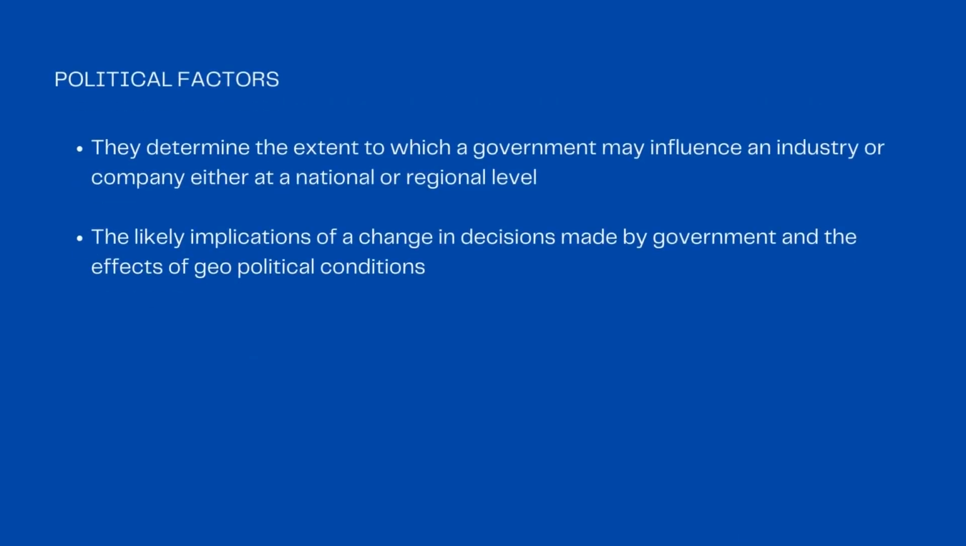And then we have the political factors. They determine the extent to which a government may influence an industry or company, either at a national or regional level. The likely implications of a change in decisions made by government and the effect of geopolitical conditions. Let's take, for instance, some markets in which businesses sell products are affected by civil unrest or war, meaning that they need to monitor the situations and be ready to adapt to political changes in the market, as this can disrupt the whole supply chain.